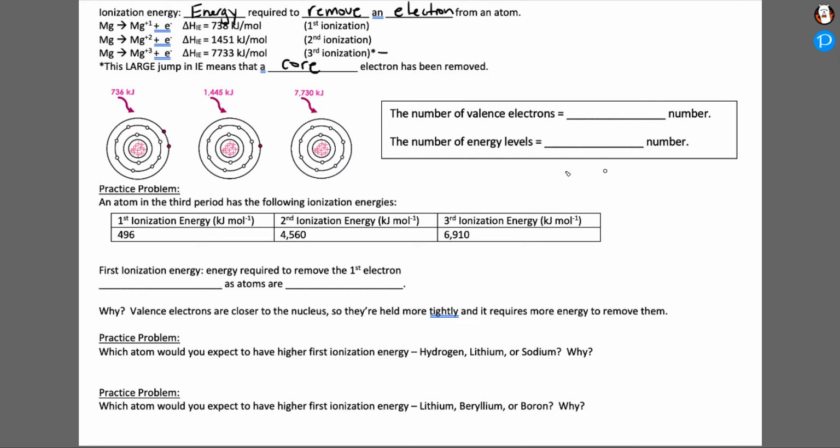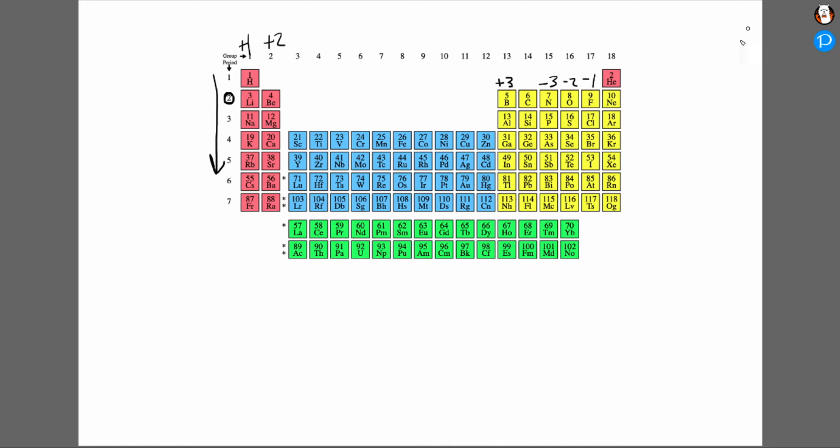The thing to keep in mind, and I've already mentioned this a couple times, and this is something you should remember from regular chem, is that the number of valence electrons is the same as the group number that we find it in the periodic table. And the number of energy levels that an atom has is equal to the period number. So if we come back to the periodic table, the group number here tells us how many outer shell or valence electrons you have.